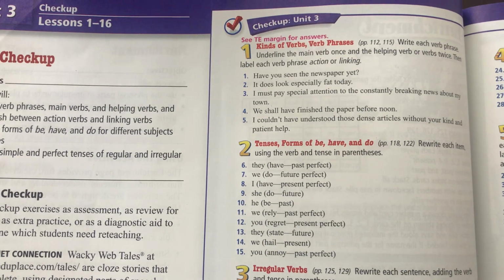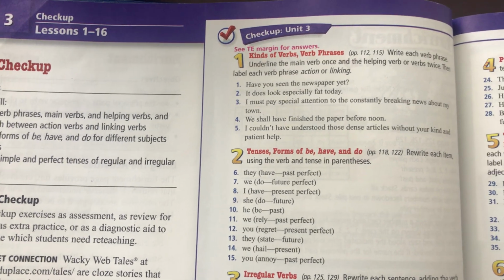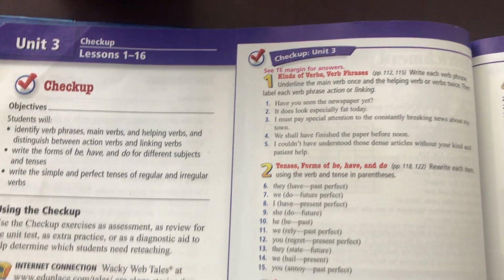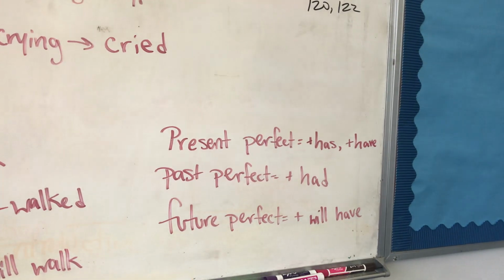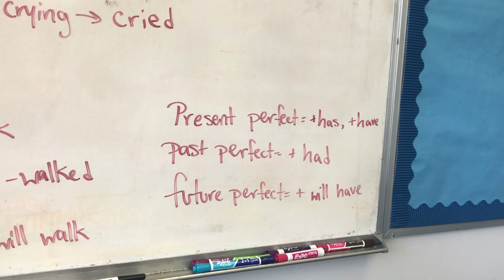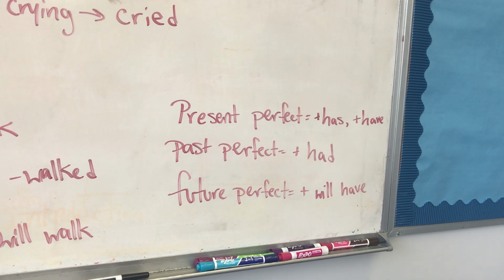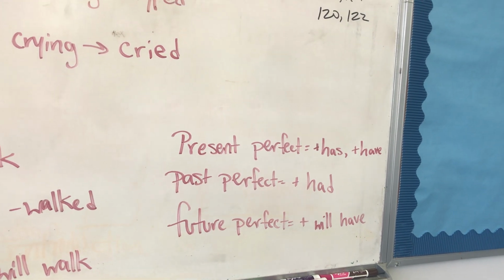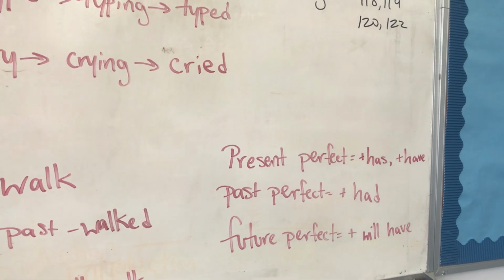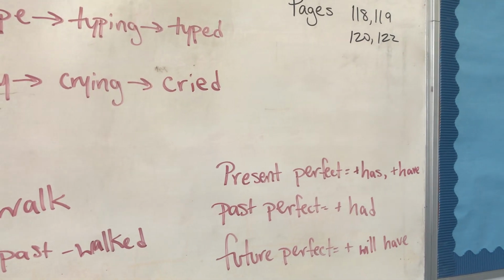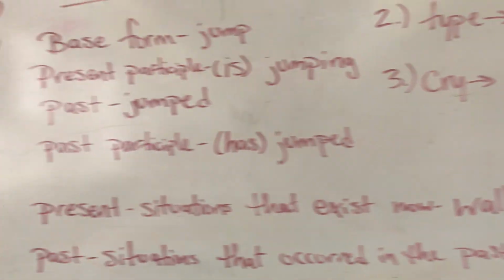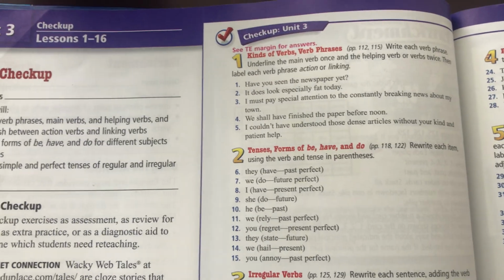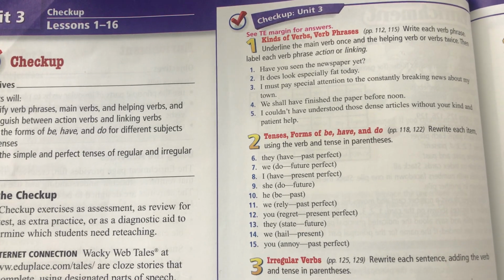So for number 8, I, and they want you to use have in the present perfect. So present perfect would be either has or have. So I'm giving you guys a second to think about that. So for 8, our answer would be I have had.